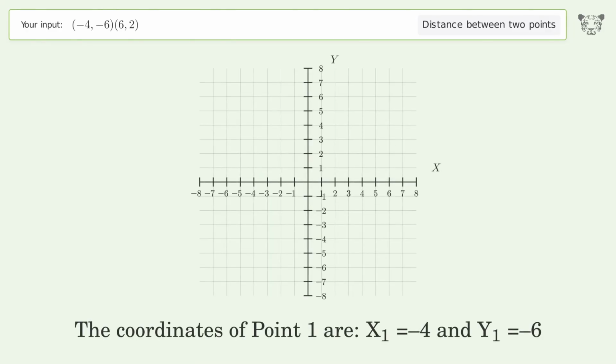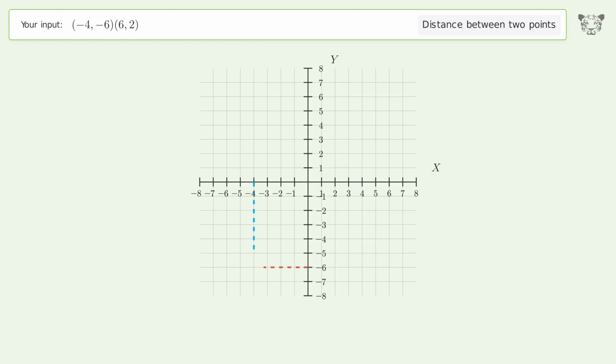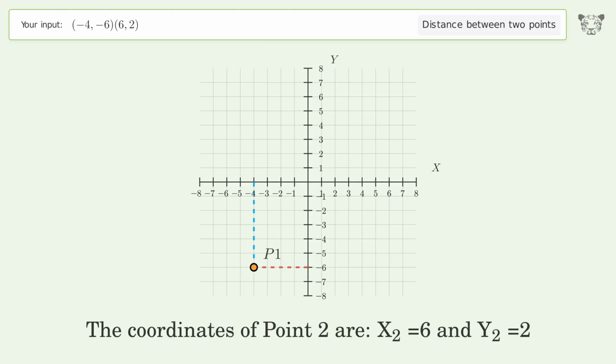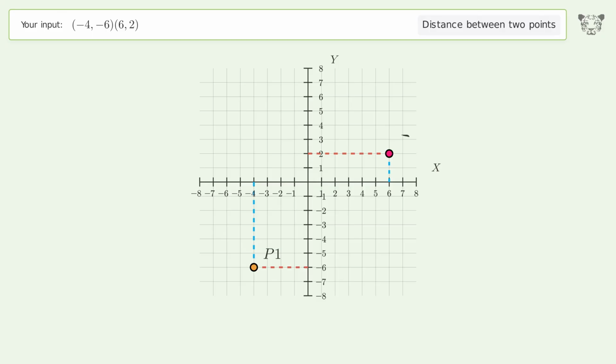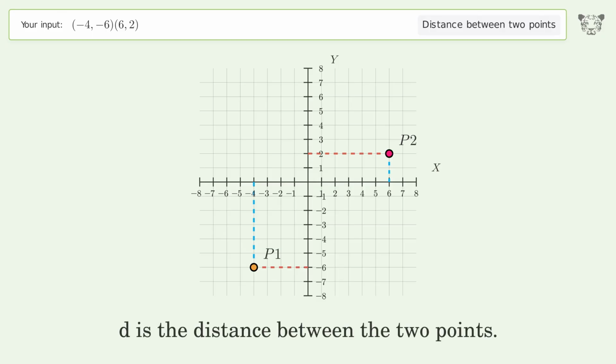The coordinates of point 1 are, x1 equals -4 and y1 equals -6. The coordinates of point 2 are, x2 equals 6 and y2 equals 2. D is the distance between the 2 points.